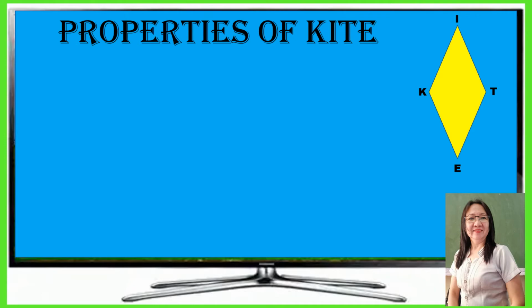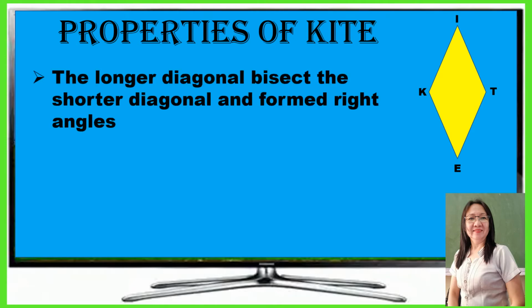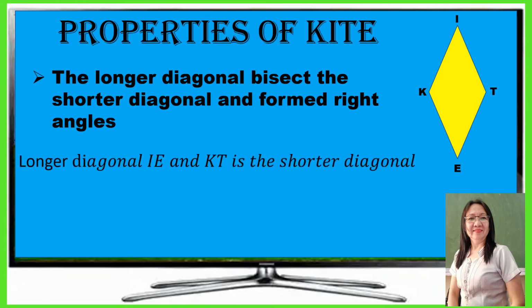Let us look for the other properties of kite. It states that the longer diagonal bisects the shorter diagonal and forms right angles. In our illustration, the longer diagonal is IE and KT is the shorter diagonal. The two diagonals intersect at point S.